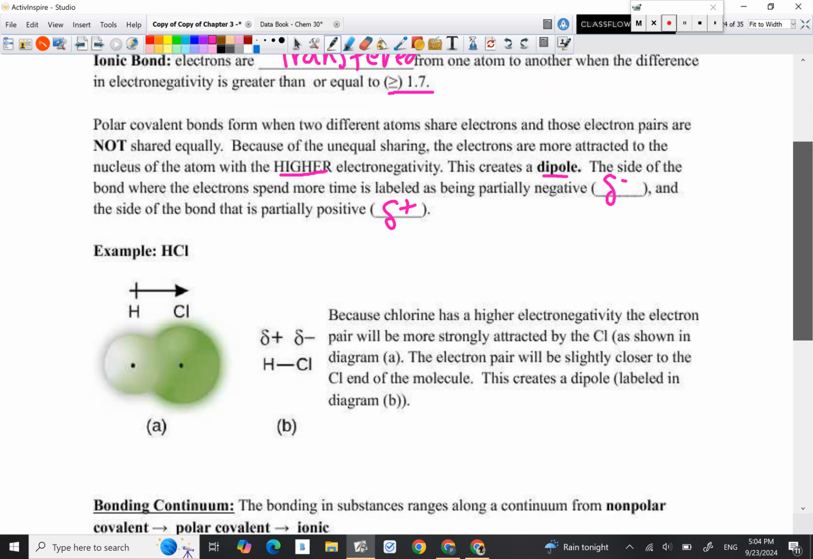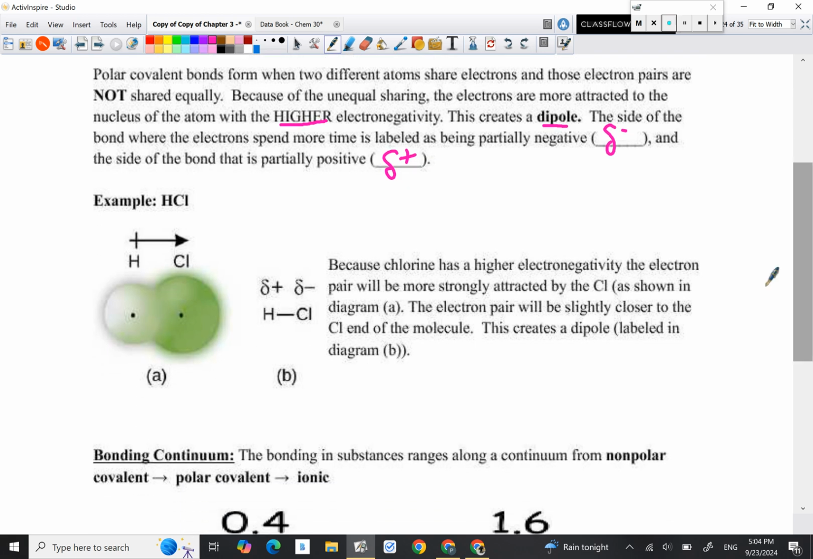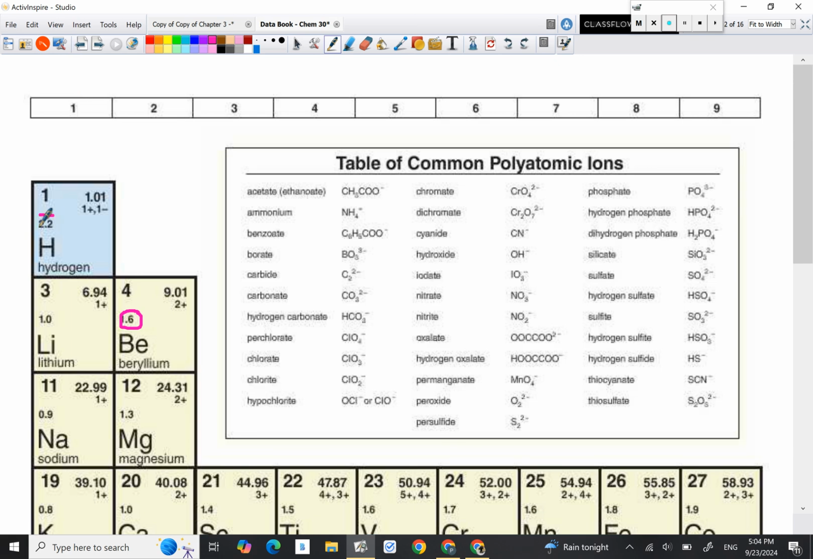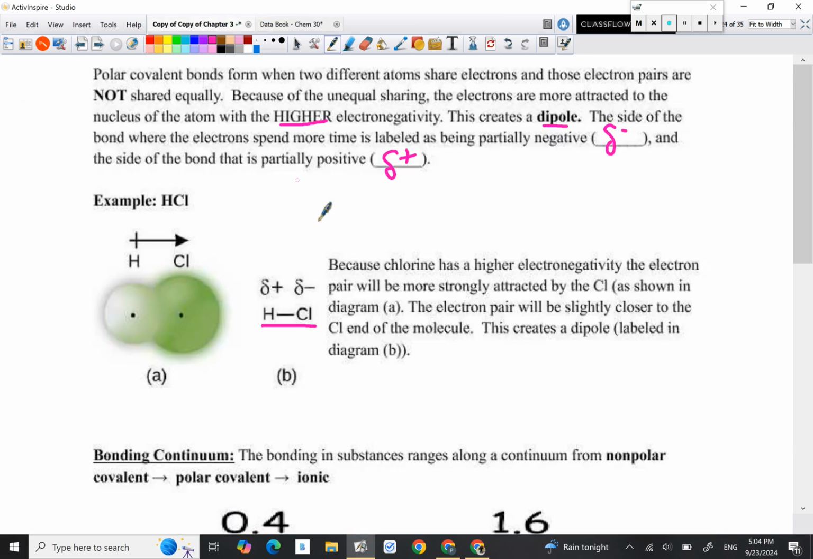For the instance of HCl, we'll notice right here that chlorine has a higher electronegativity. If we go look, chlorine has an electronegativity of 3.2 and hydrogen 2.2. So chlorine has the higher electronegativity. Our two different diagrams right here are two different ways that we can represent the molecule being polar.